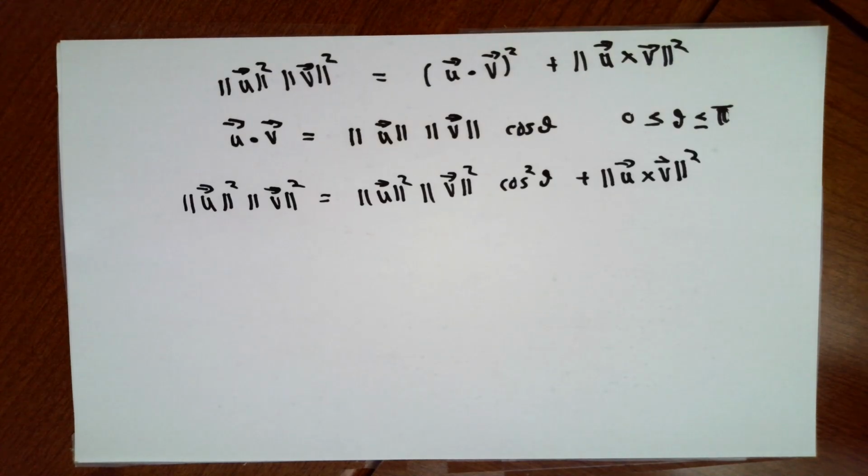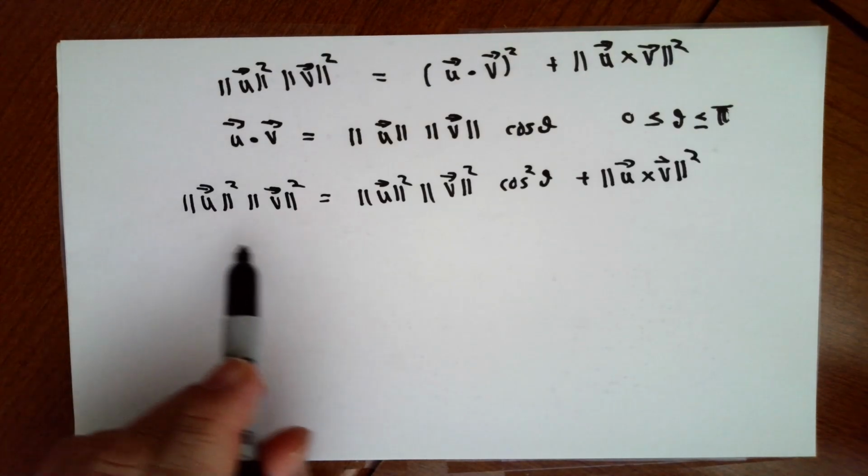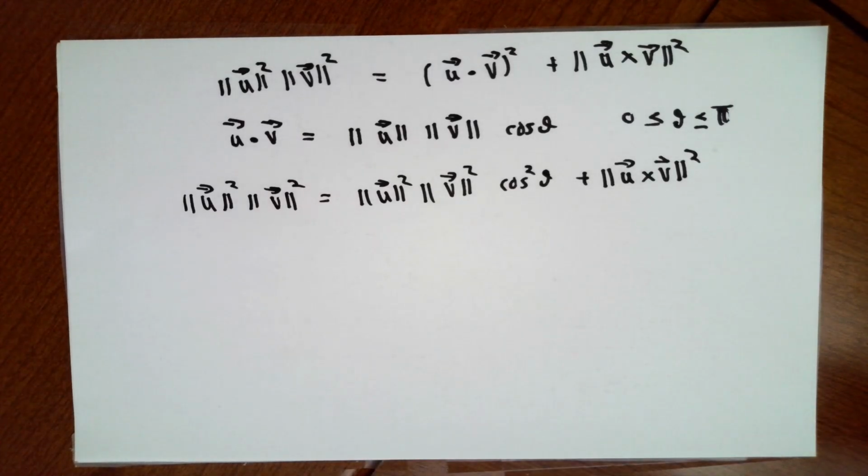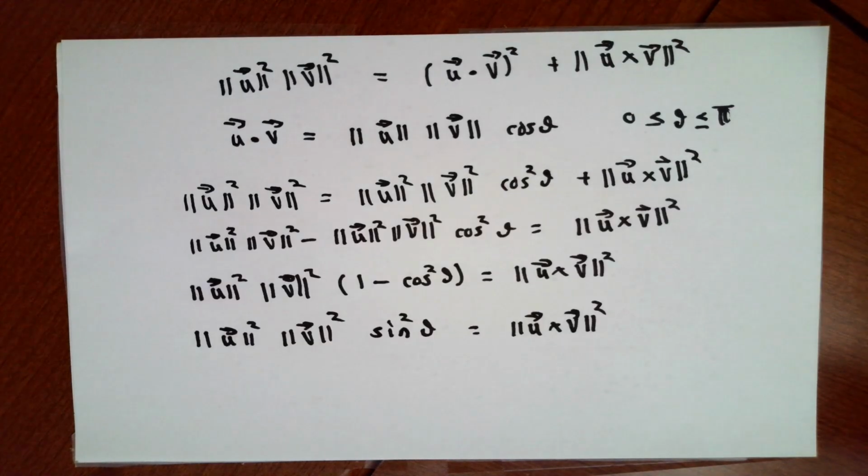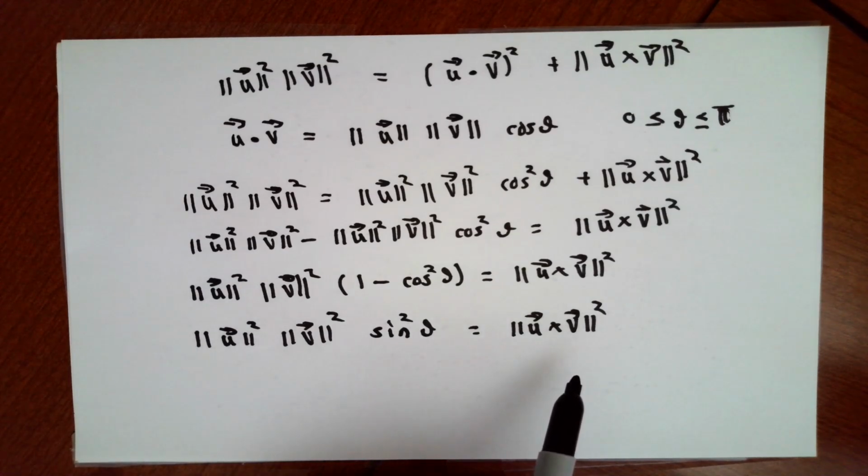If I combine those two facts, I find out that this must always be true. In what follows, I'm just going to do some algebra and rearranging, so I'll do this without comment. Lengths of vectors are not negative, so when I do, for instance, the square root of the length of u squared, I'll certainly just get back the length of u. Likewise for this factor, likewise for that factor.